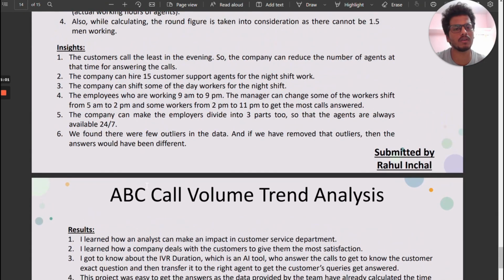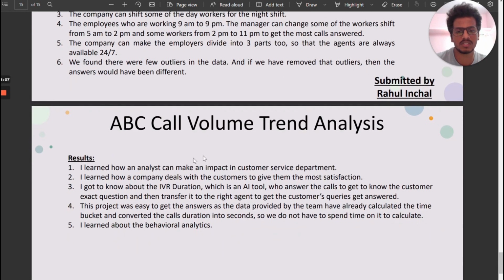If we had taken out the outliers, the answer would have been different. Fine. So this is the result, and I have learned and gained a lot of stuff, and I hope that you guys have understood whatever I've tried to tell you. I'm sorry if I was a bit too fast, I was in a time constraint.